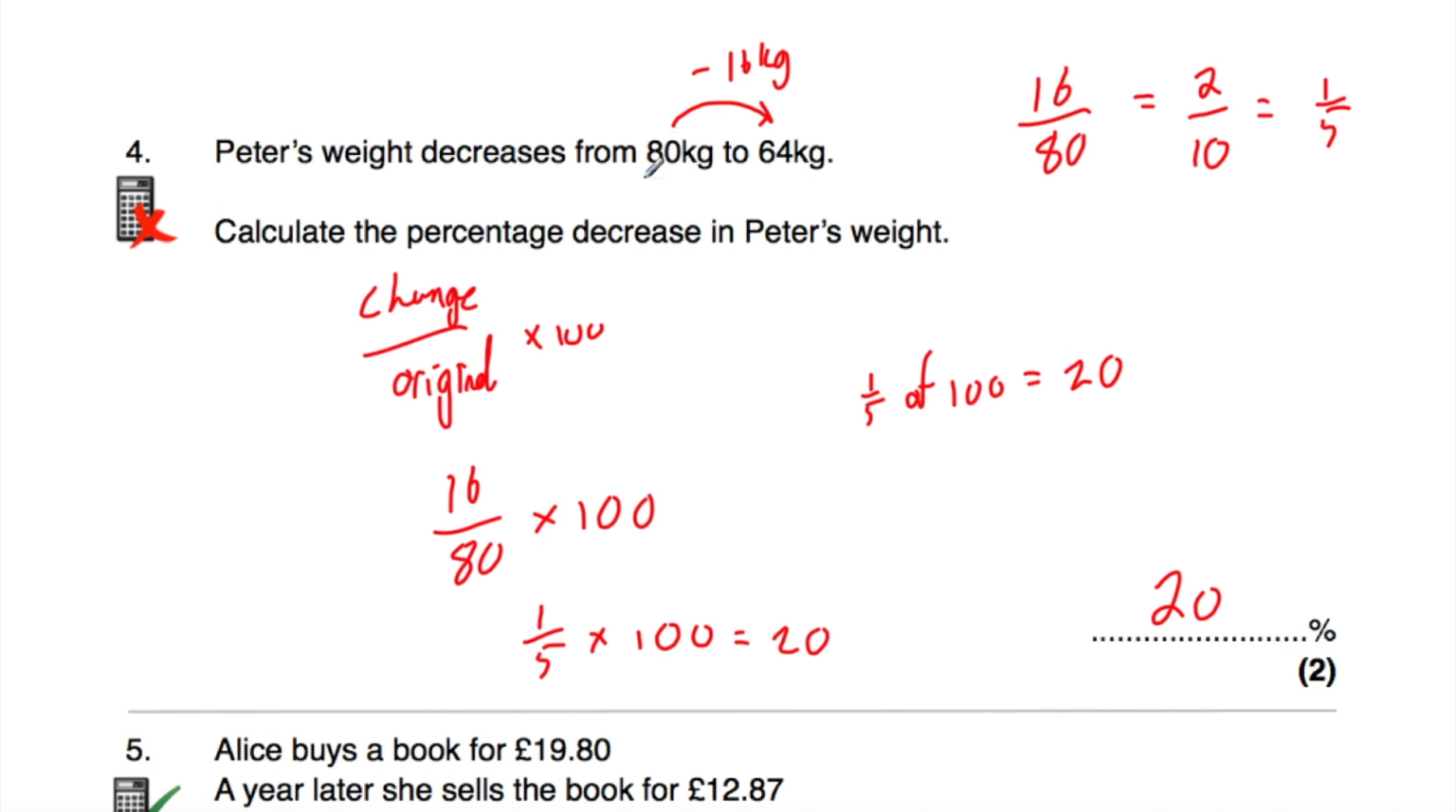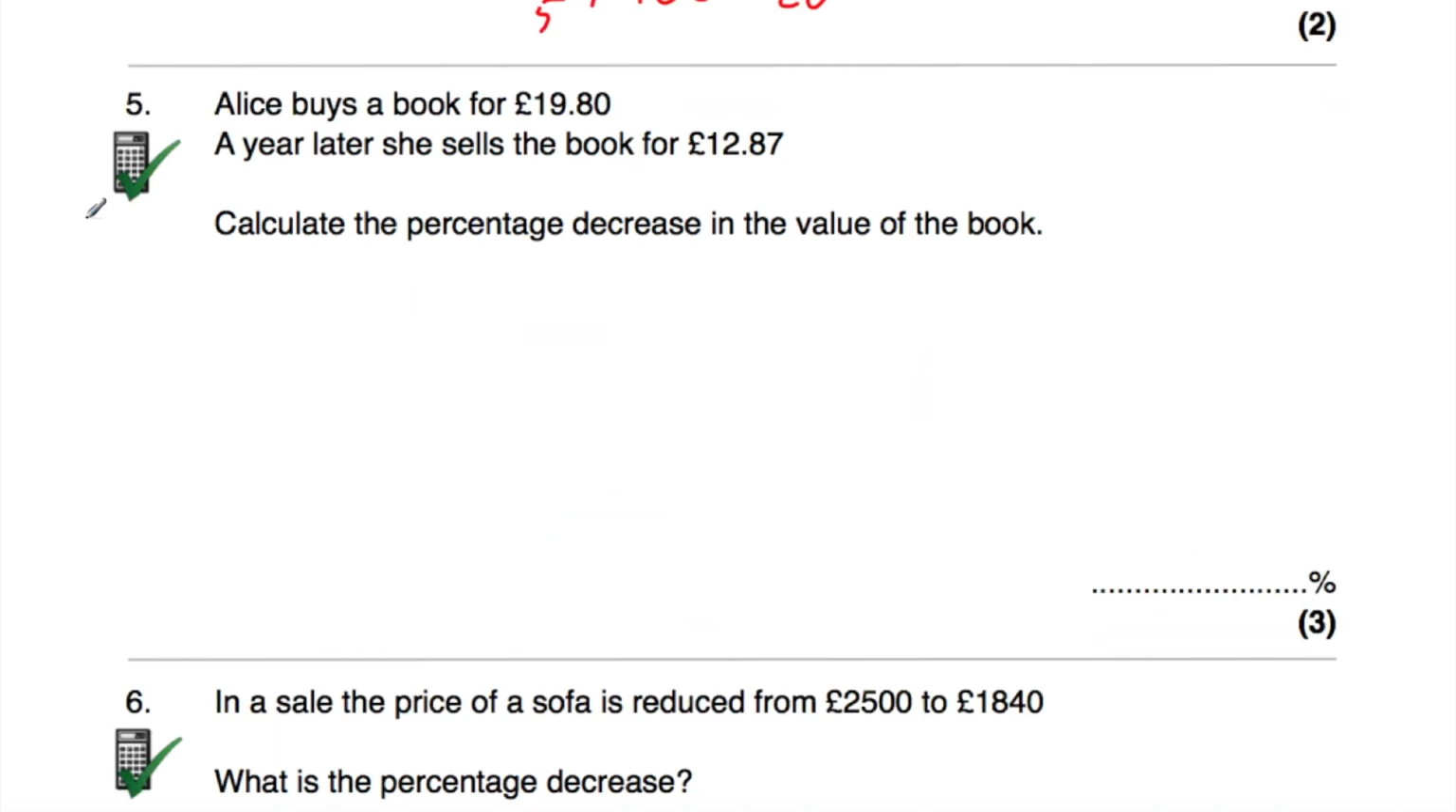And we can check that. His weight to begin with was 80 kilograms. 10% is 8. Double up to get 20% would be 16. And as you can see, his weight decreases by 16 kilograms. So that's right. His weight did decrease by 20%. Okay, let's look at our next question, question number 5.